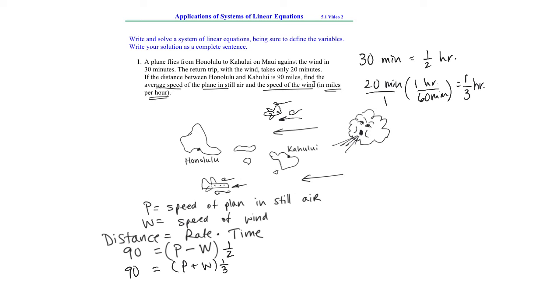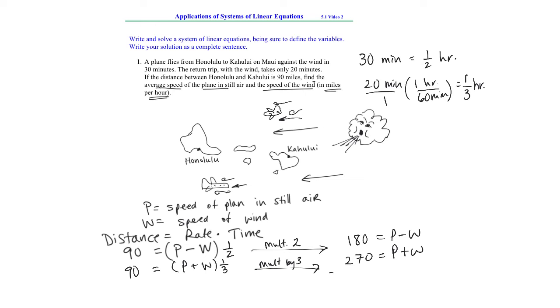And now I have a great system. It looks like I can do the addition method here, but I'm going to simplify on this one. I'm going to go ahead and multiply both sides by 2 on this one, and on this one, I'm going to multiply both sides by 3, just to clean that up a little bit. So multiplying both sides by 2 here, I get 180 is equal to p minus w. And then I would have 3 times 90 is 270, and that would be p plus w.